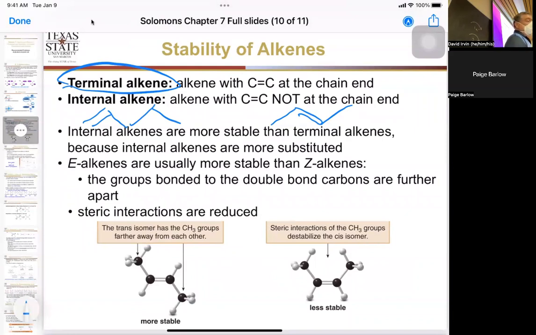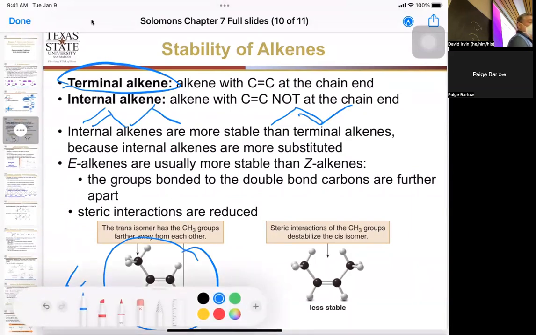Now, what we also figured out is that our E is more stable than our Z.